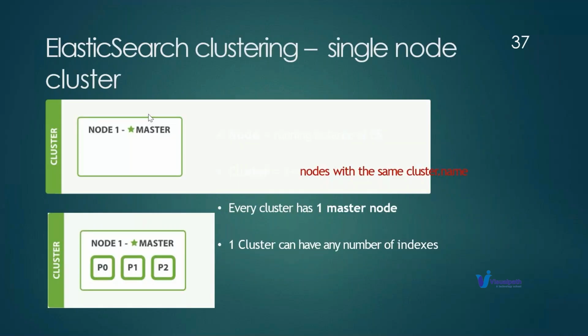Elasticsearch clustering using a single node. You can install Elasticsearch as a single node, or you can use it as a multi-node structure. Both have their advantages and disadvantages, and it depends on the use case how you want to use it. Each cluster has one master node. One cluster has a number of indexes.